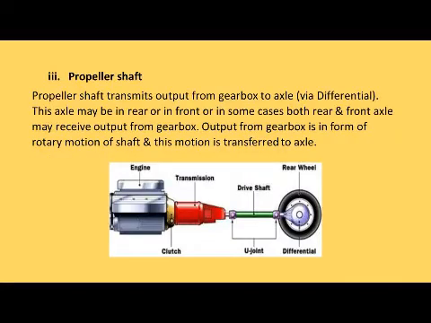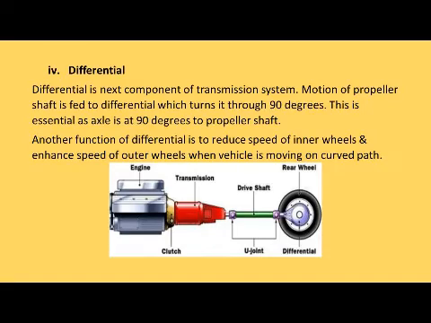Then propeller shaft. The propeller shaft transmits the output from the gearbox to the axle via the differential. This axle may be in the rear or in the front, or in some cases both the rear and the front may receive output from the gearbox. The output from the gearbox is in the form of rotary motion of the shaft, and this motion is transferred to the axle.